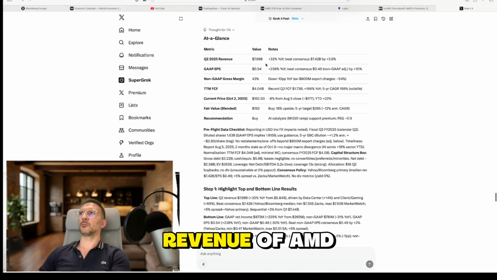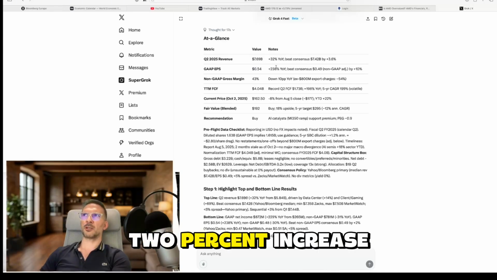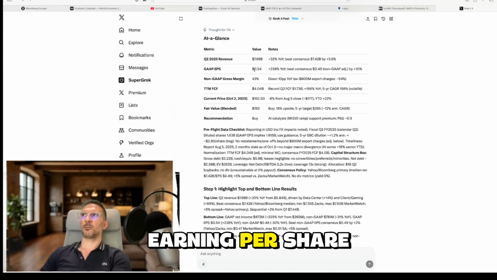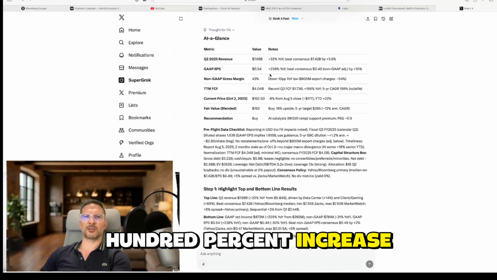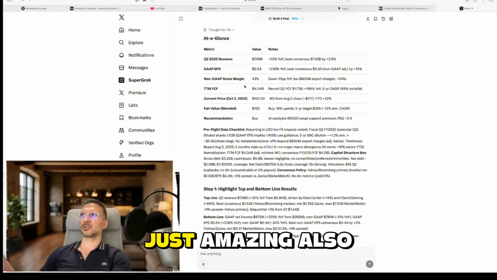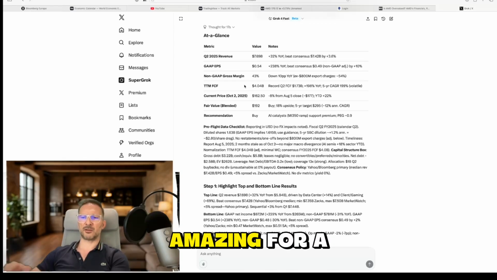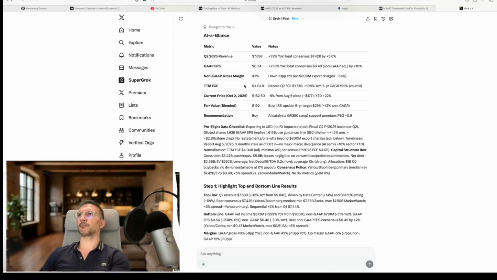First of all, revenue of AMD, $7.7 billion, is a 32% increase, just amazing. Earnings per share, GAAP estimate 0.54. It's a 200% increase from last year, just amazing. Non-GAAP gross margin 43%, just amazing also. Slightly below NVDA, but still amazing for a cheap company.